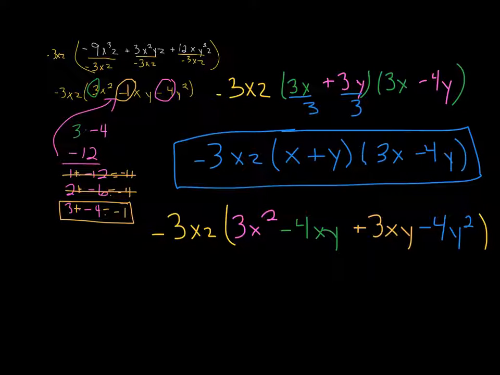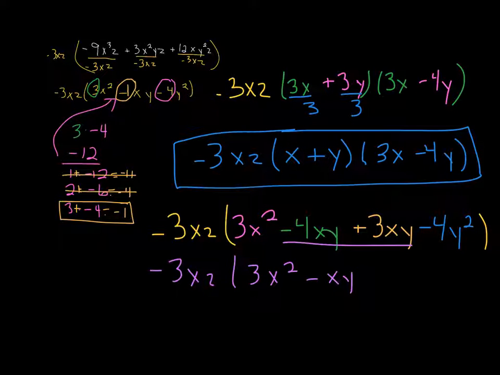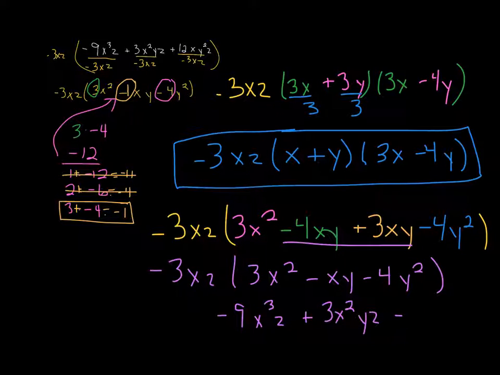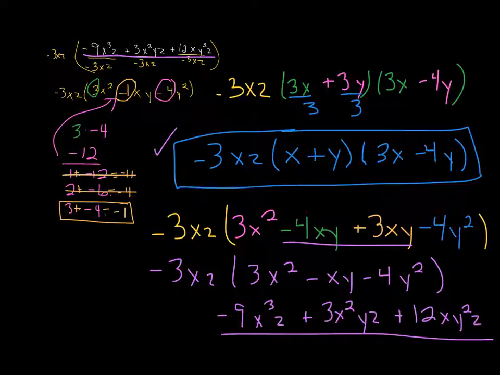Now, we just need to combine our middle terms and then distribute. So you have negative 3xz, and then 3x squared minus xy. Notice again we don't need the 1, it's assumed. Minus 4y squared. We can distribute negative 3xz, which gives negative 9x cubed z plus 3x squared yz plus 12xy squared z, which is exactly what we started with, so this is correct.